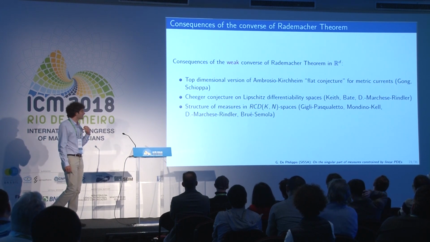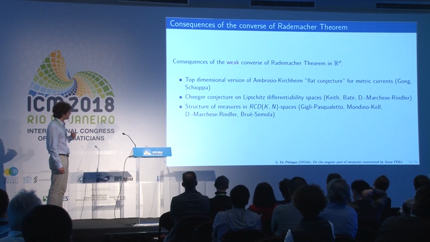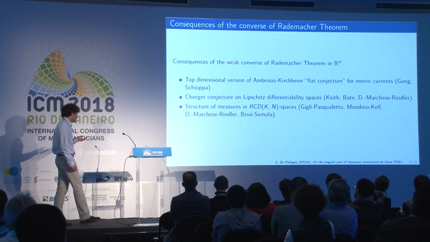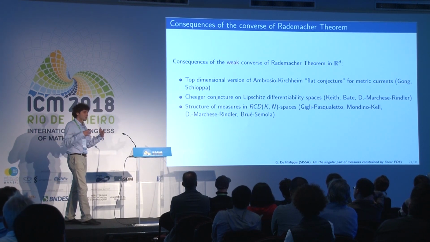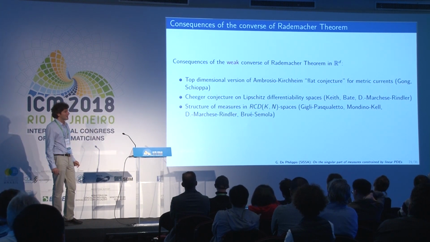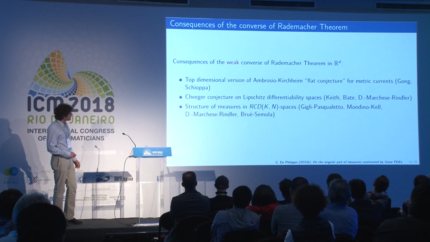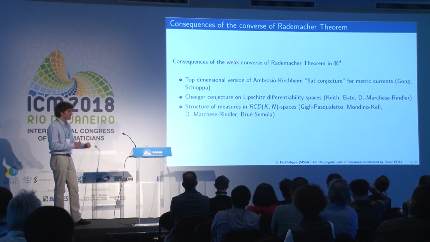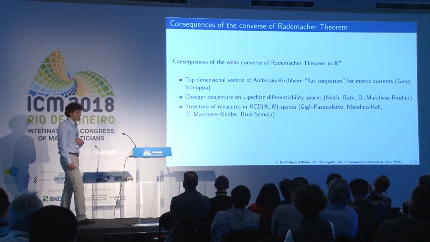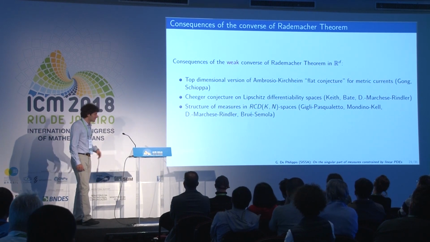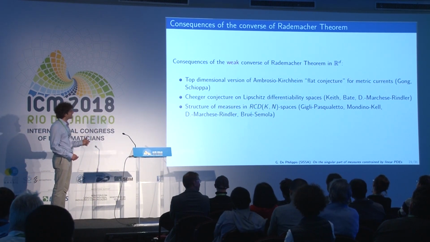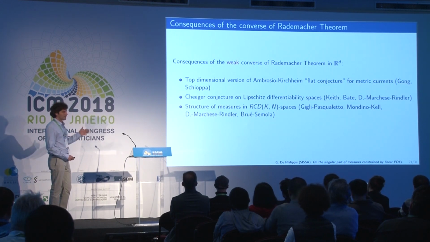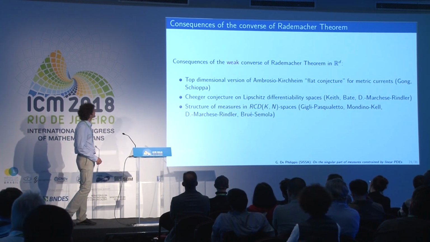The second one is that this will actually provide a positive answer to the Cheeger conjecture about Lipschitz differentiability spaces. These are metric measure spaces on which it's possible to develop a first-order calculus. And the third consequence concerns the structure of measures in the so-called RCD(K,N) spaces, which we will see in the talk of Ambrosio in two days. I won't go into details, but it's well known that the weak converse of Rademacher theorem will have implications for these three problems.